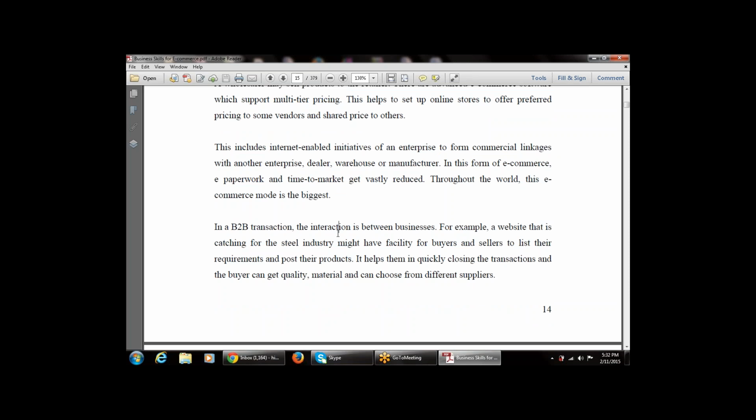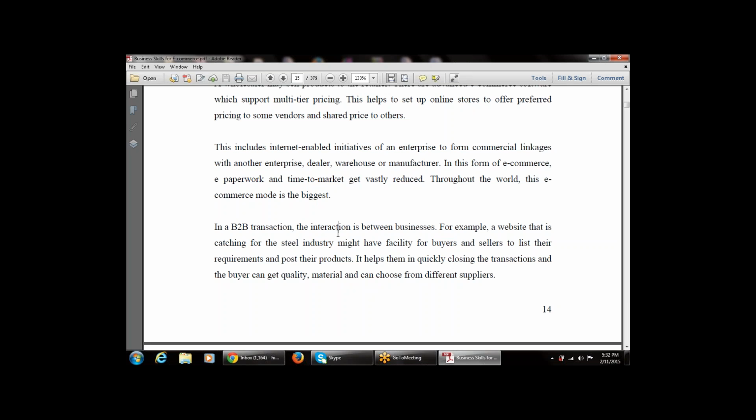For example, a website that is searching for the steel industry might have a facility for buyers and sellers to list their requirements and post their products. That is, it provides an opportunity and facility for the buyers and sellers to give their requirements and post their products in an effective manner. It helps them in quickly closing the transactions.